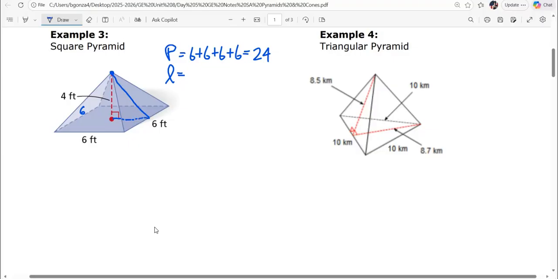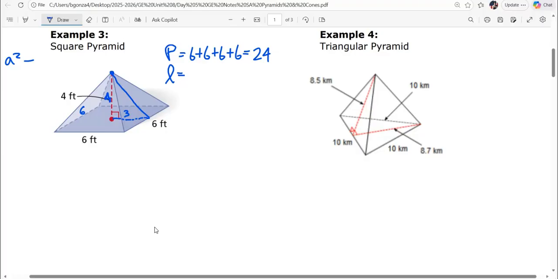So this right here is 4, right? But what is this piece that's halfway across? This little piece is halfway across 6. So half of 6 right here should be 3. So we have a right triangle with 3 and 4. If I use what I know about right triangles, I can use the Pythagorean theorem using 3 and 4 to figure out the missing hypotenuse.